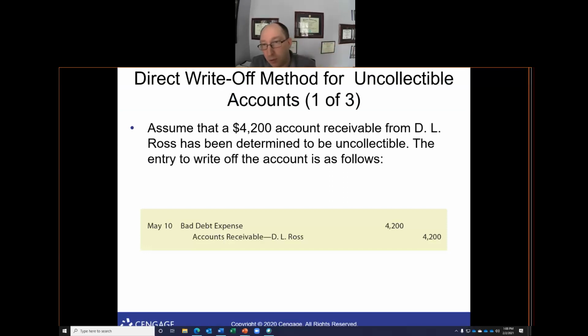But here's an example. We have a customer, Mr. Ross. Mr. Ross purchased $4,200 of stuff from us for his company. Mr. Ross disappeared. Never paid us, right? So we have to reduce his accounts receivable and write it off as a bad debt expense. This is the direct write-off method. So we debit bad debt expense, $4,200, and we credit Mr. Ross's account, the accounts receivable, $4,200.